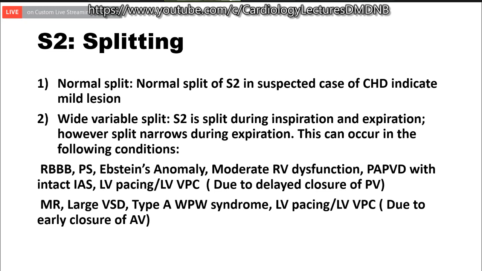At the same time, the LV is stimulated first and its contraction is over earlier, which gives rise to early closure of the aortic valve. So in LV pacing or LV premature contractions, it can be due to both mechanisms, where there can be a delayed closure of the pulmonary valve or an early closure of the aortic valve. Could you understand that point?